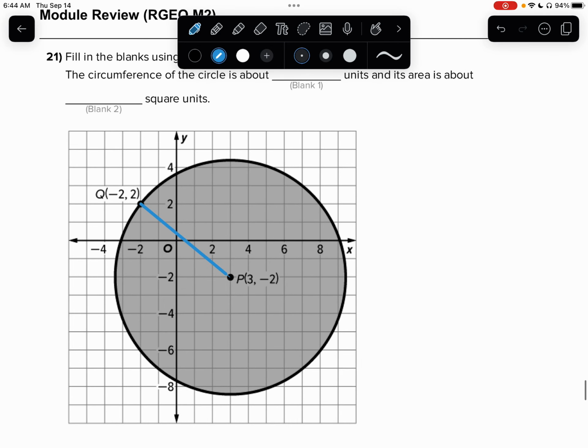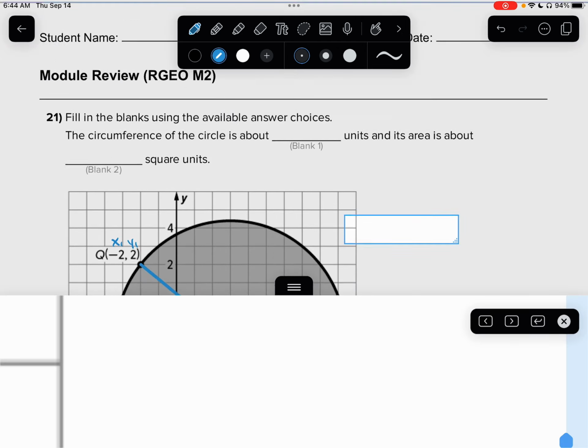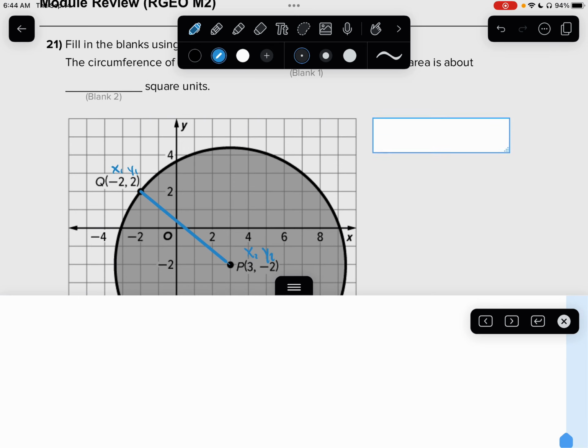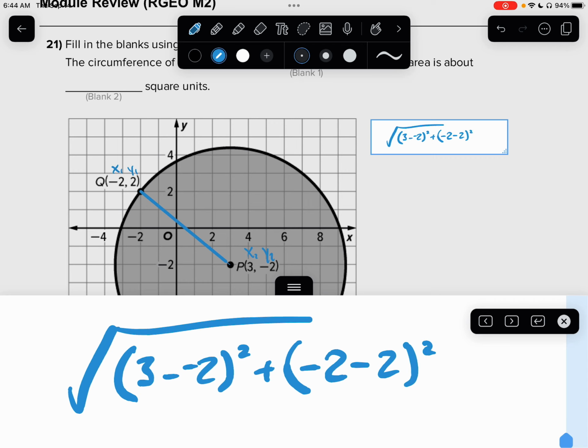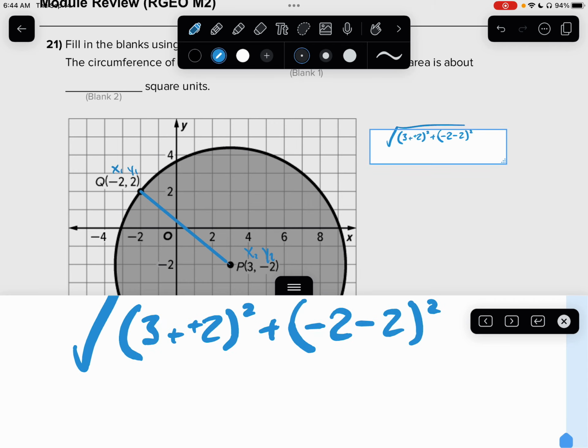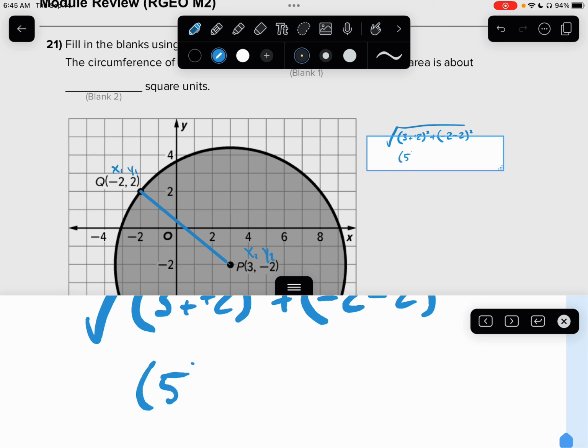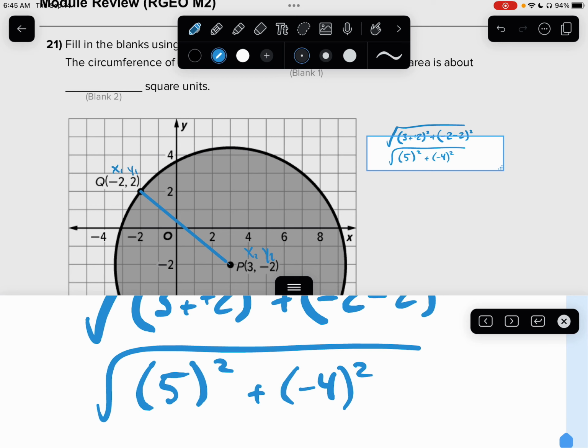So let's see, this is my x1, y1. That's my x2, y2. It really doesn't matter which one's x1, y1 and which one's x2, y2. So it's going to be the square root of x2 minus x1, so 3 minus negative 2 squared, plus y2 minus y1 squared. 3 minus negative 2 is the same as 3 plus 2, so that is 5 squared. Negative 2 minus 2 is going to be negative 4.